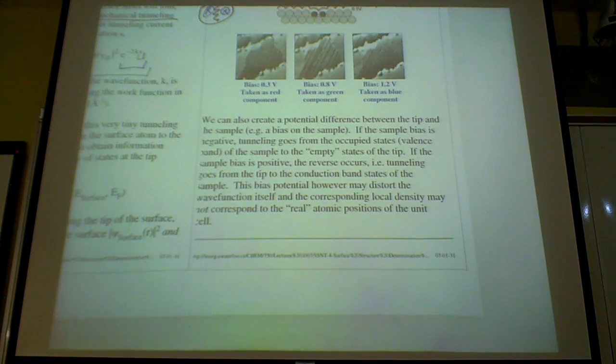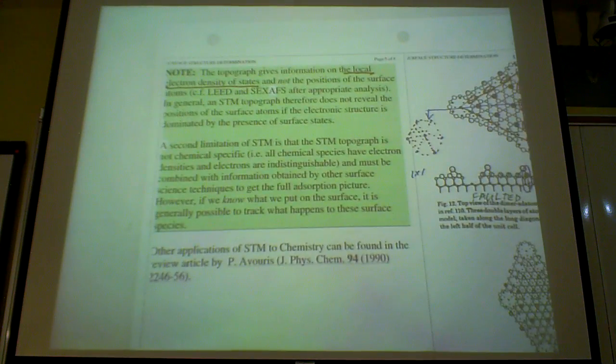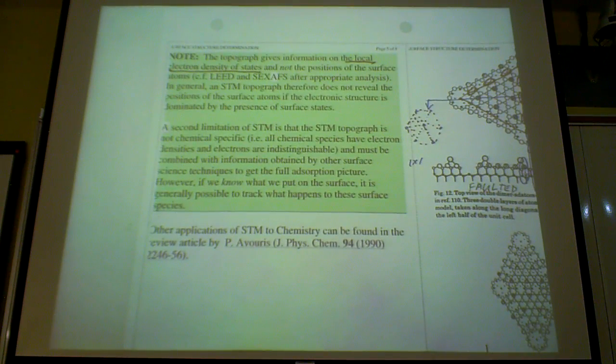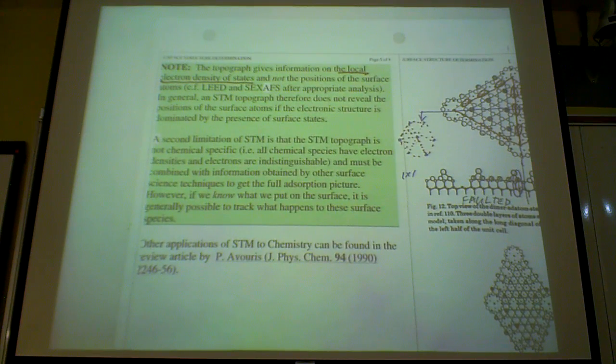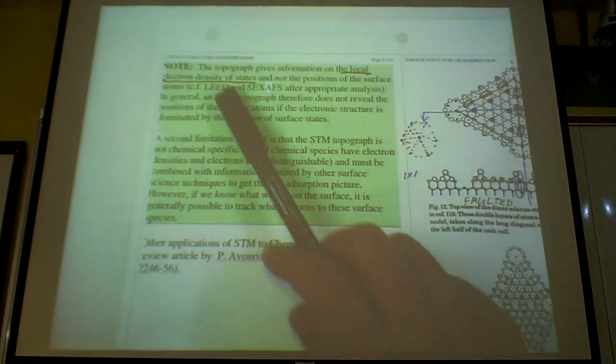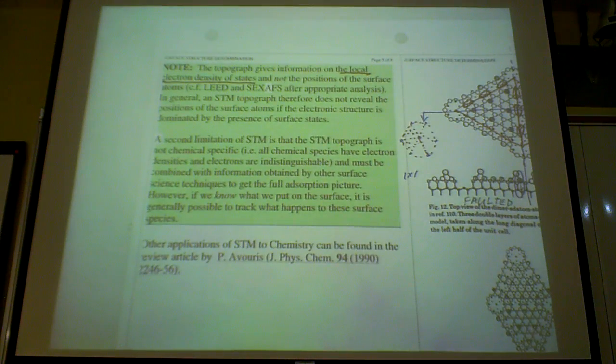Okay, so here we have to make a cautionary remark that the topography in STM gives information on the local electron density of states. So the key point, it gives psi squared, the square of the electron wave function. So this corresponds not to your nuclear wave function. It's the local electron density of states, okay? And not the position of surface atoms, unlike LEED or SAXS for that matter.